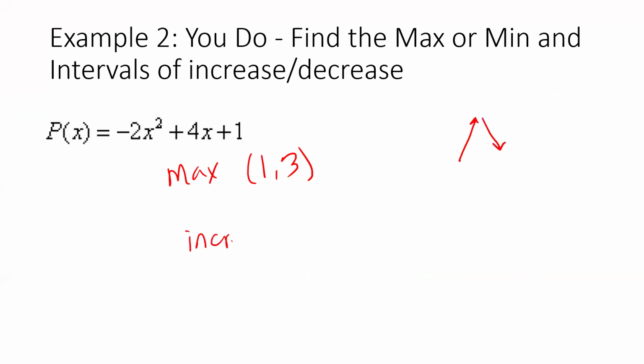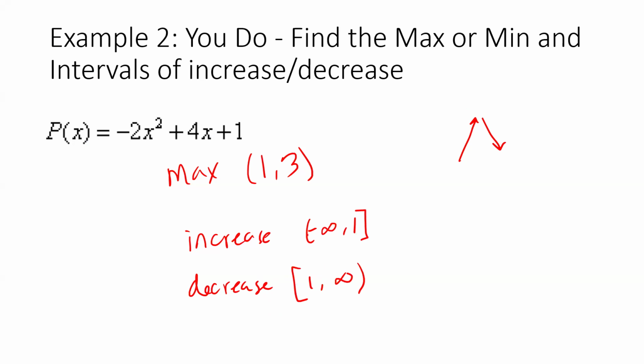So my interval of increase, it starts where? My interval of increase forever to the left is negative infinity. And I go all the way up to 1. My interval of decrease, I start where? There we go. 1 to infinity. So we identified our max and our intervals. Yes?